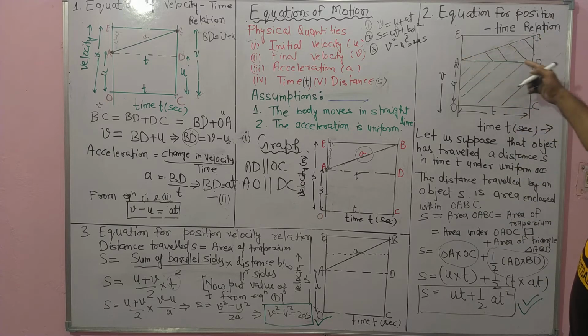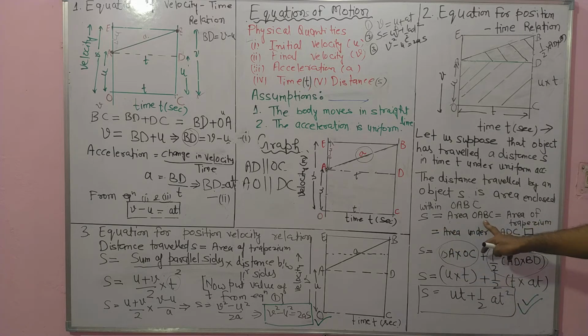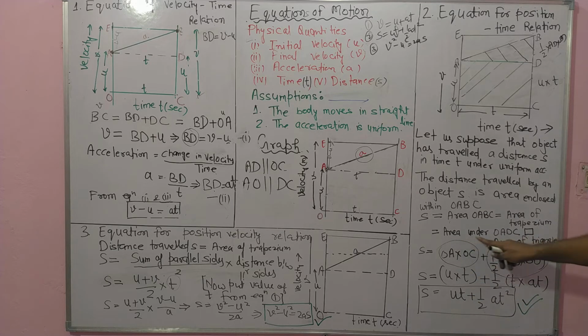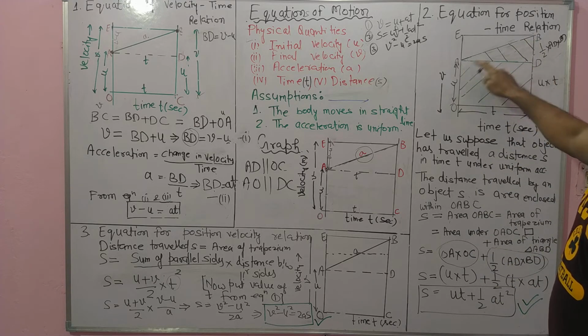And what is the area of this triangle? Half base into height. What is base? AD into BD. Clear? We will add both the areas and we can find the value of distance. S is equal to the area of OABC. This is a trapezium. In this trapezium, we will break it down into two parts: the area under OADC, that is the rectangle, and the area of the triangle, that is BAD or DAB.